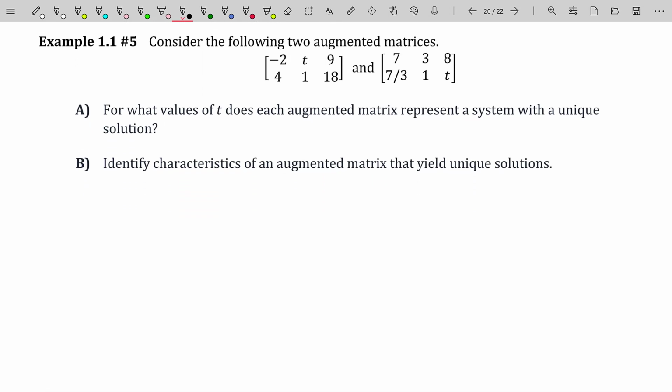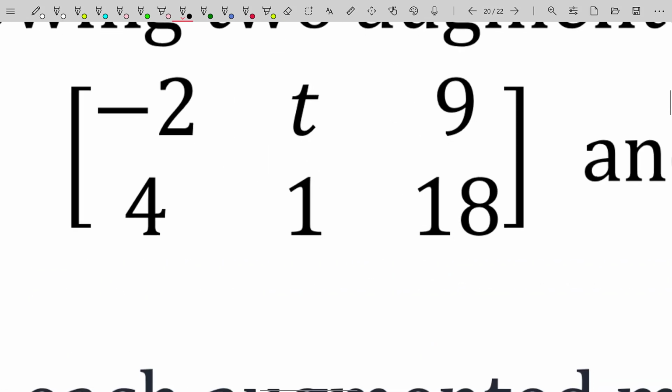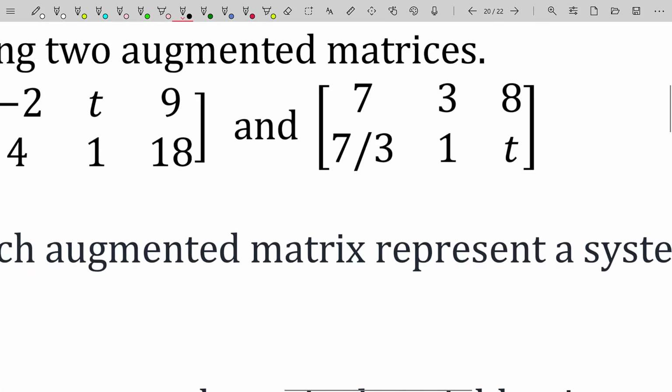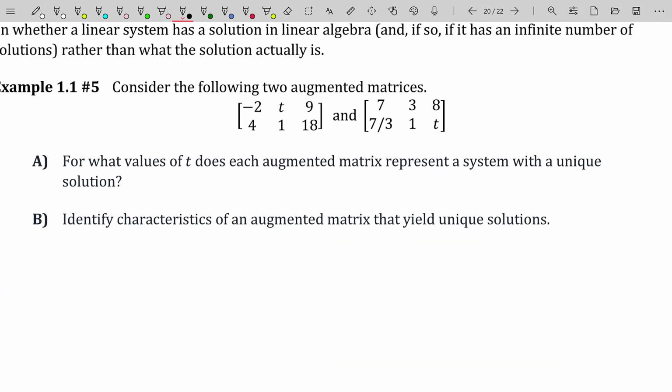So let's consider the following two augmented matrices. You can see them right here. They actually have variables in them, or I would consider those parameters, not variables. You have one matrix here, -2, t, 9, 4, 1, 18, and then the other one, 7, 3, 8, 7/3, 1, and t. Our first task: for what values of t does each augmented matrix represent a system with a unique solution? And then identify characteristics of an augmented matrix that yield unique solutions.